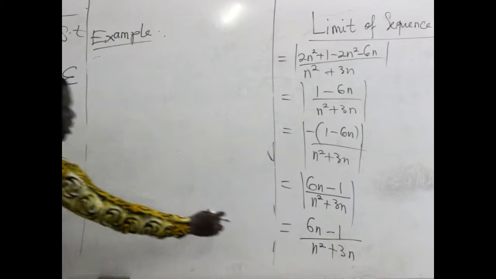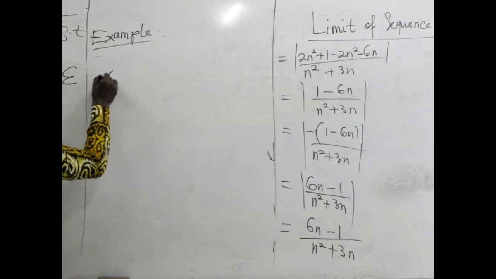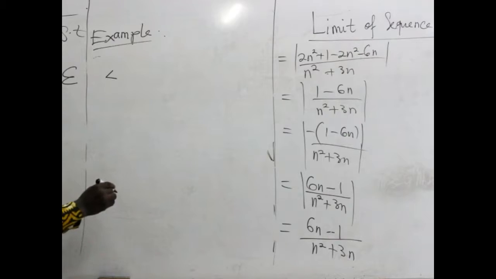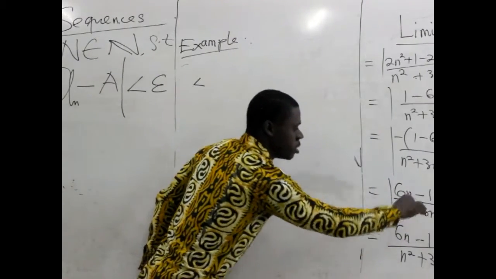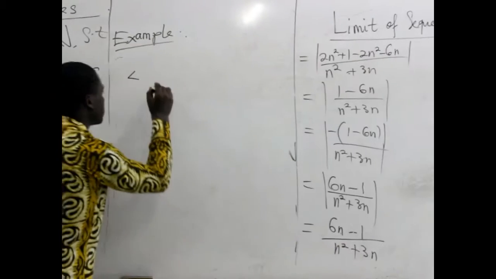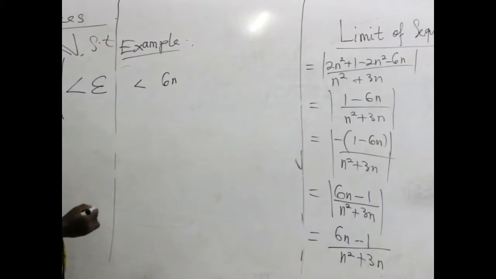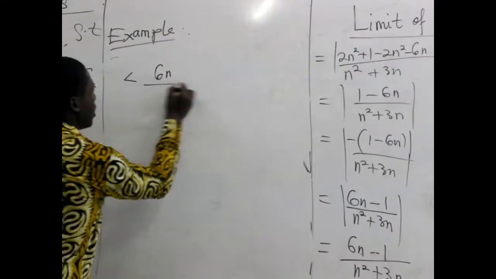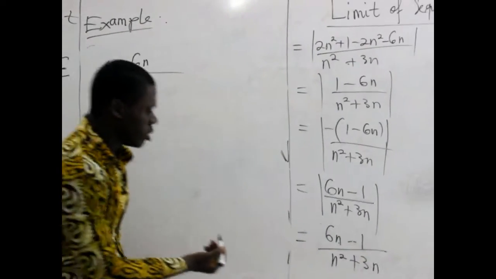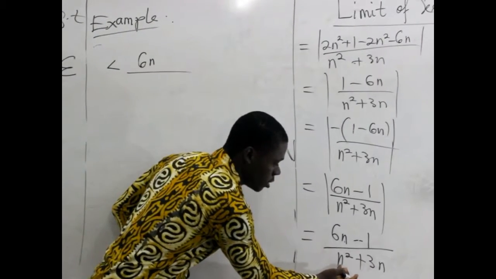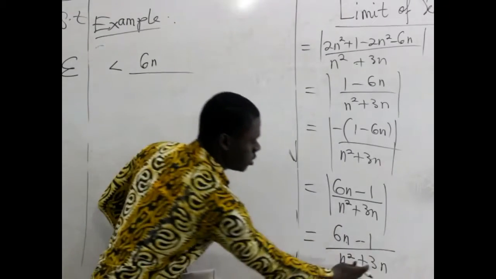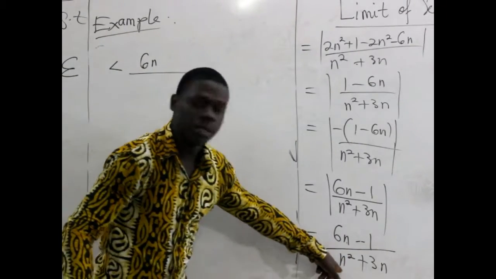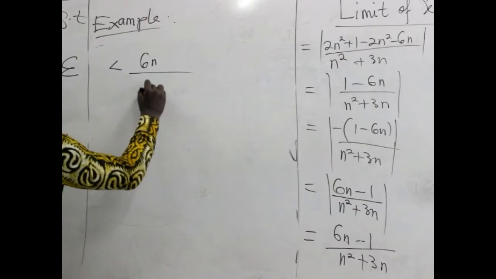So you say that whatever is here is going to be less than. So I'm going to increase the numerator. If you look at the numerator here, it is 6n minus 1. So I'm doing away with the minus 1. I'm not subtracting the 1 again. So I now have 6n here. It means I have increased the numerator. Then I am reducing the denominator. The denominator as it is here is n squared plus 3n. So I'm removing the 3n, leaving behind n squared. So I have n squared.